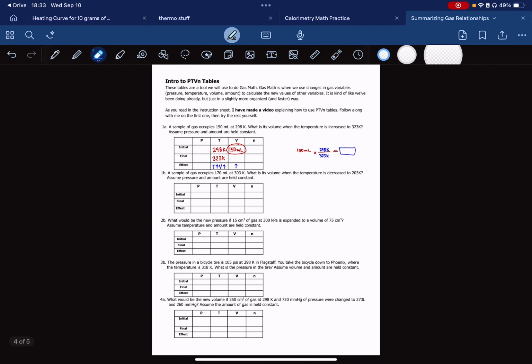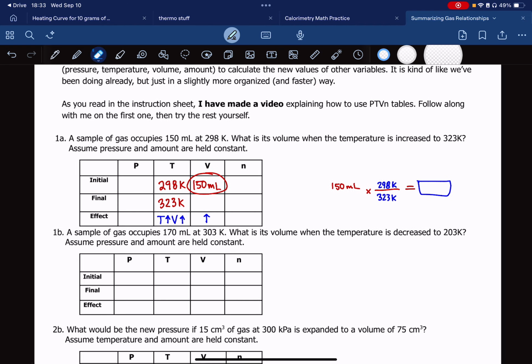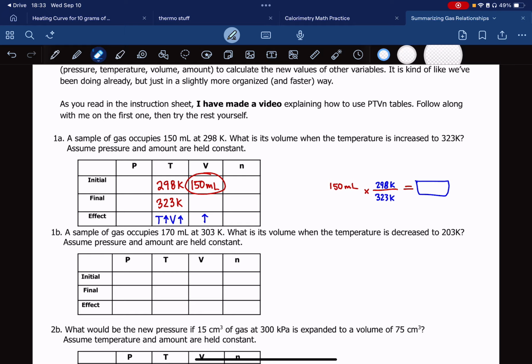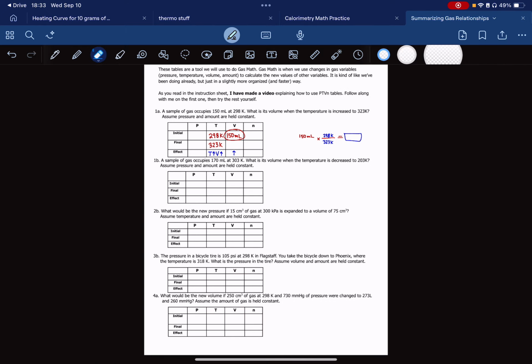And then when I get back, we will rep PTVn tables a whole lot, and we've got a little bit more math to do. So stay tuned. I'll have another instruction sheet posted for you on Friday. Get as much of this sheet done as you can in the time that you have.